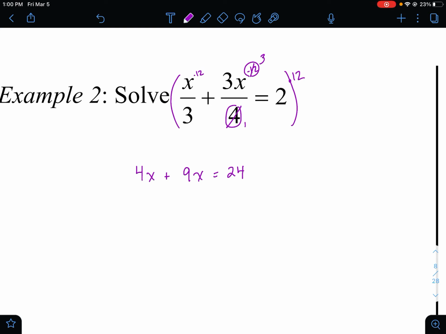So 9 plus 4 is 13x equals 24. So x is going to equal 24 over 13. Again, cannot be reduced anymore, so we're finished.